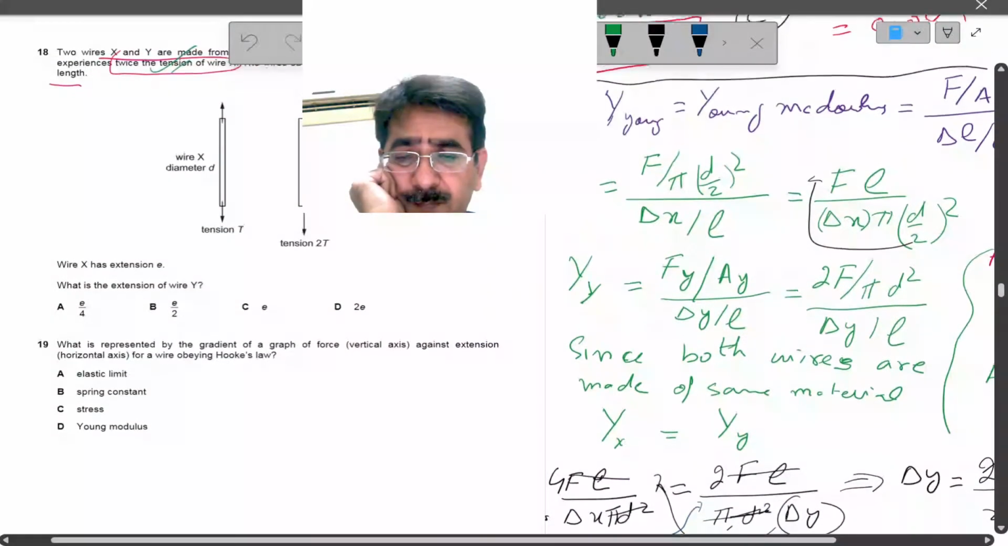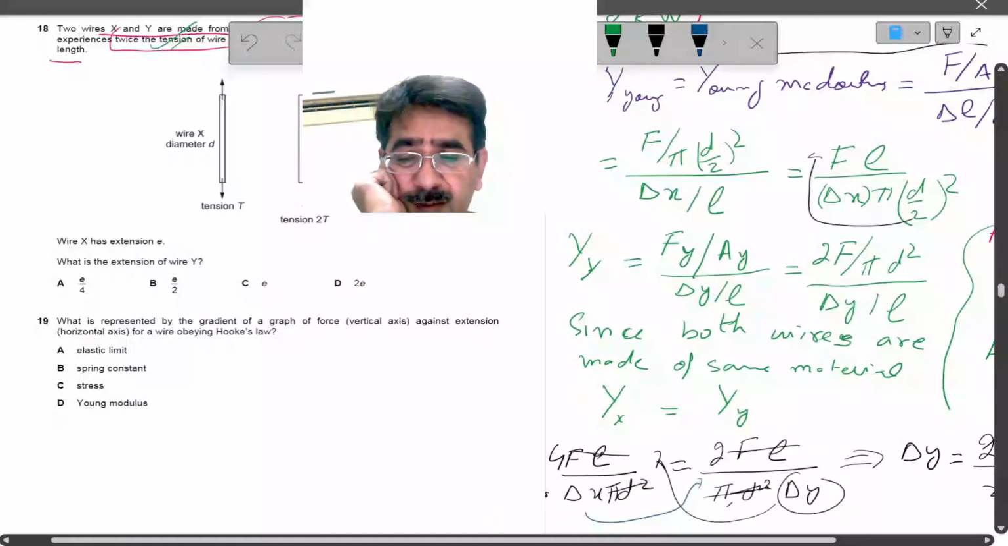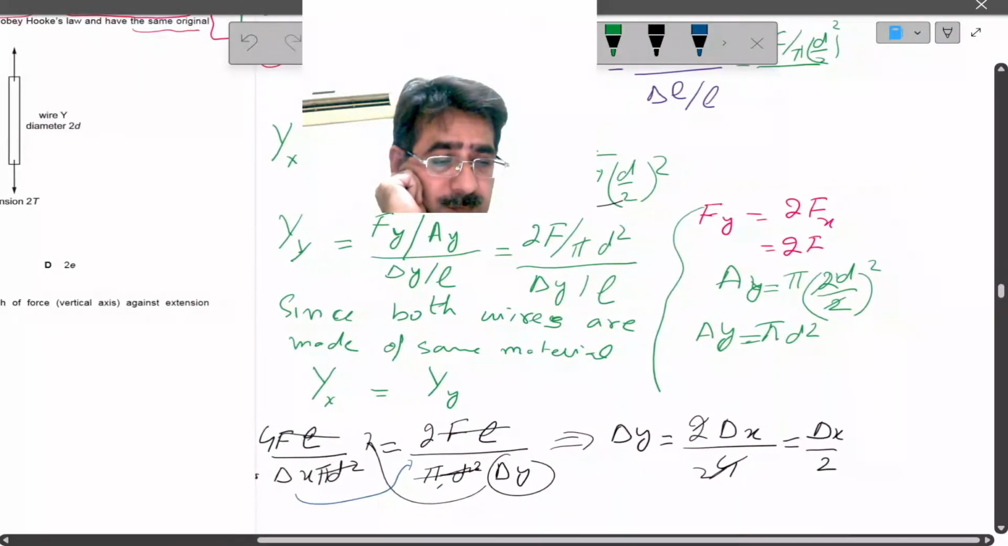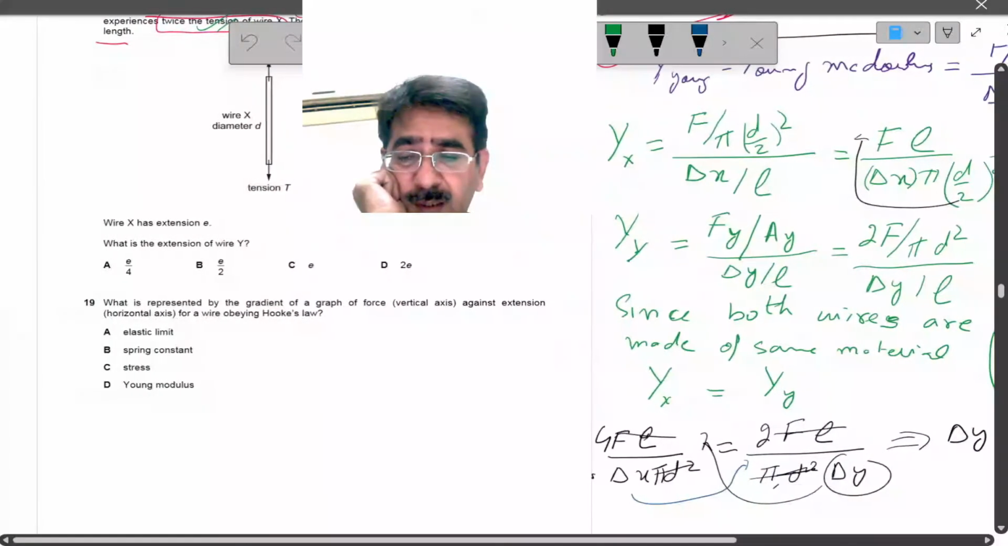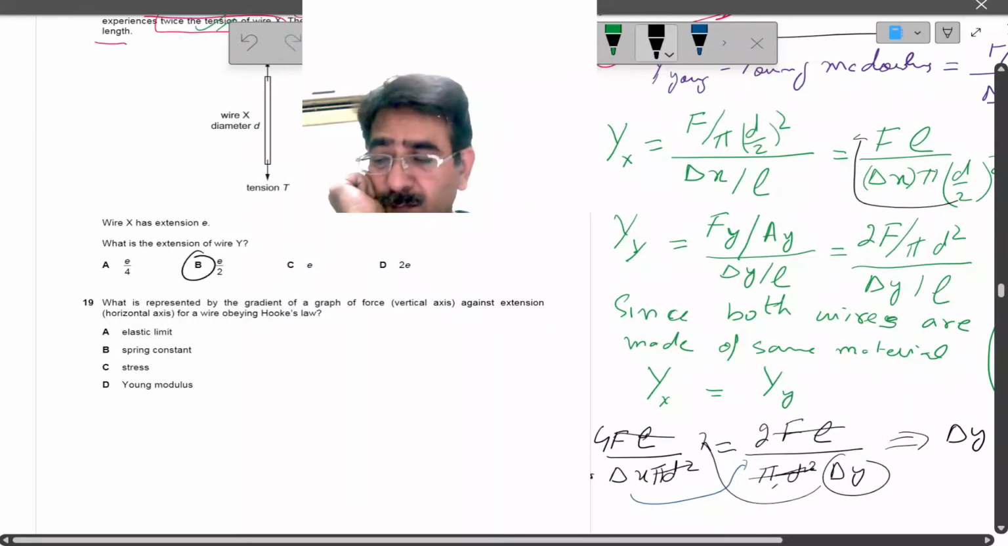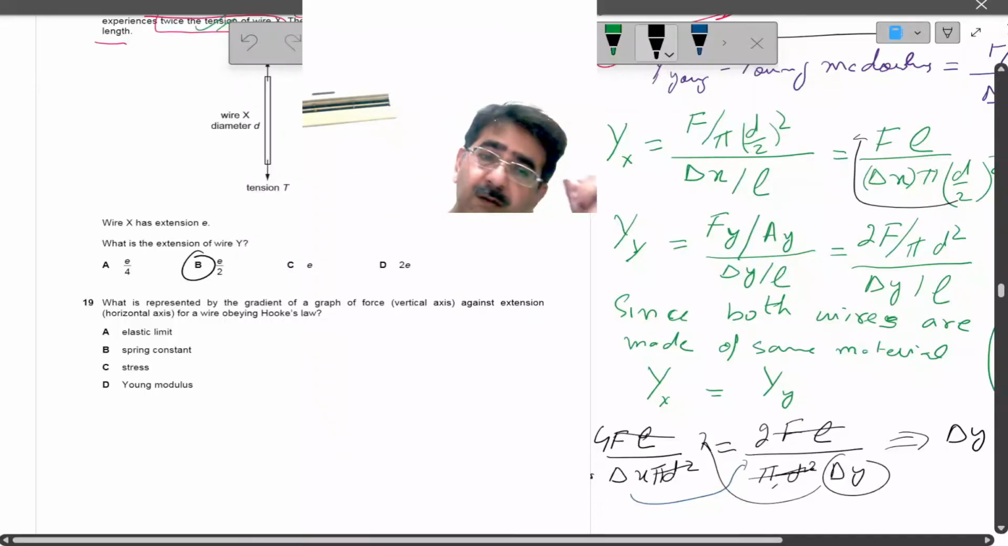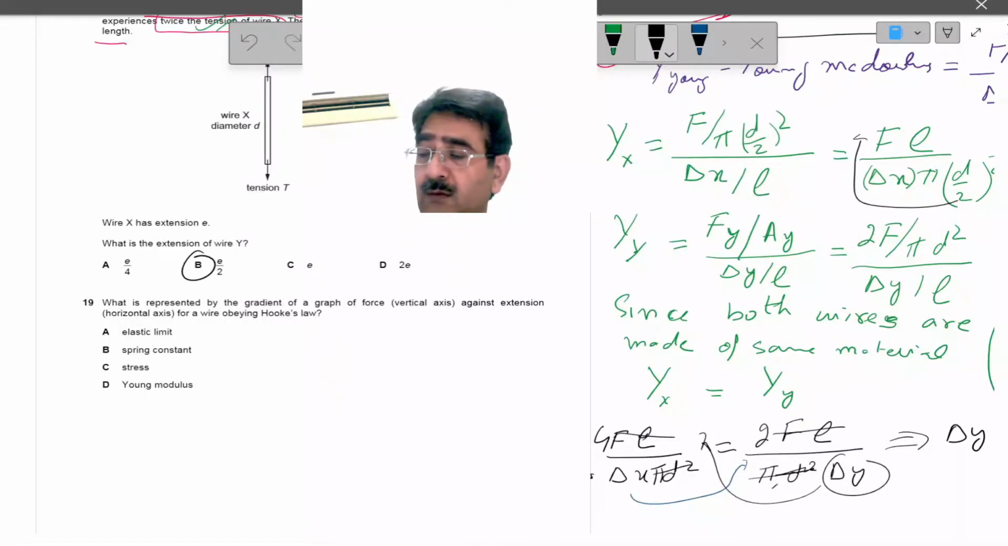Delta x is given as e, so delta y is e by 2. That way the answer will be e by 2. The answer will be B. So move toward the next question.